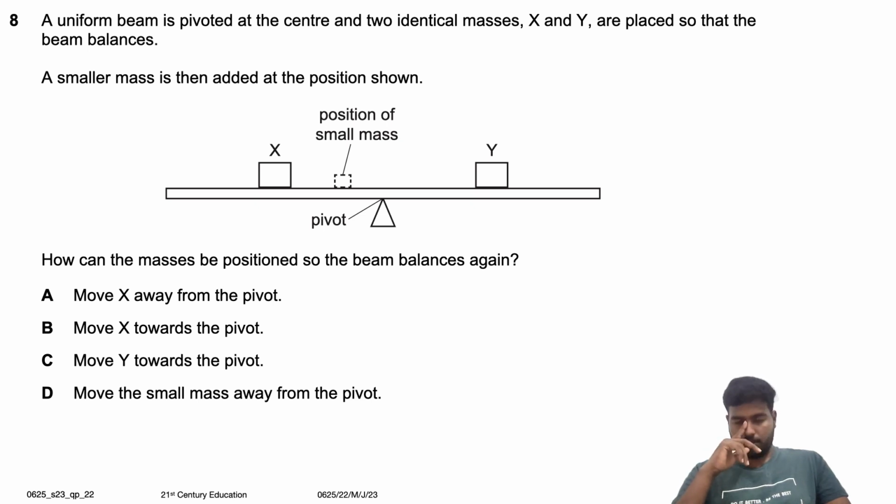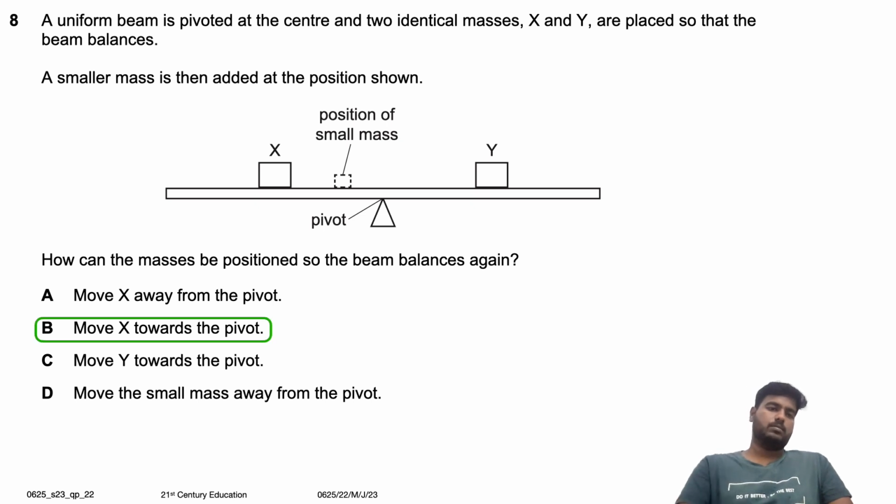Okay, so now a new small mass has been introduced to the left side. To counter it, either we can move y away from the pivot, or we can move x towards the pivot. Which one gives it? Move x towards the pivot, because we don't have the option to move y away from the pivot. Yes.